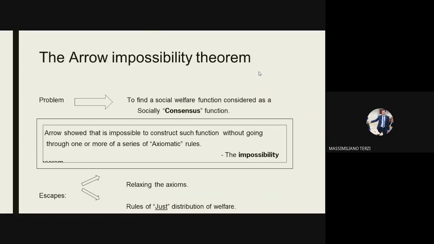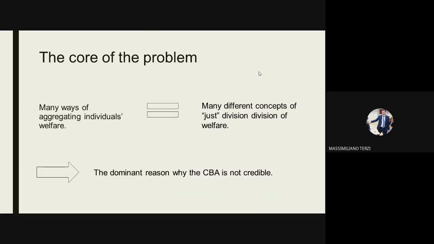This is the Harrow impossibility theorem, and this theorem has been the subject of much debate, in which the aim was to find escape options, for example, by relaxing one or more axioms, or by including moral rules about the just distribution of welfare within the society. But just as there are many ways of aggregating individuals' welfare to get different social welfare functions, so there are many different concepts of what constitutes a just division of welfare in society.